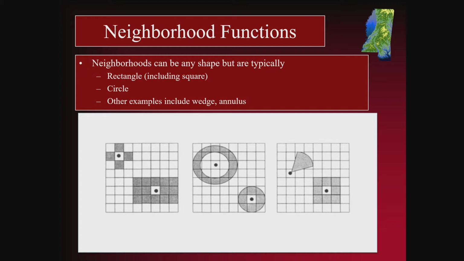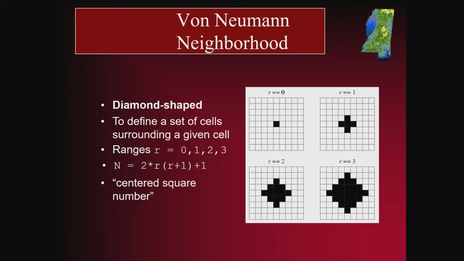Circle is probably the second most common shape for a neighborhood. But you could even do wedges, or what we call an annulus, which is like a donut shape, a fancy word for donut shape. And those would be for different purposes. Once we talk a little bit more about what these do, we'll think of some applications. But remember that it can't really be a perfect circle because a cell is either in or out of the neighborhood.